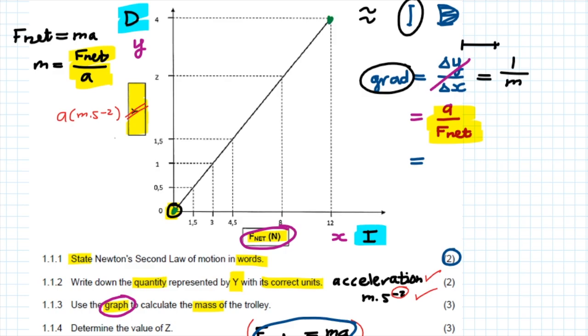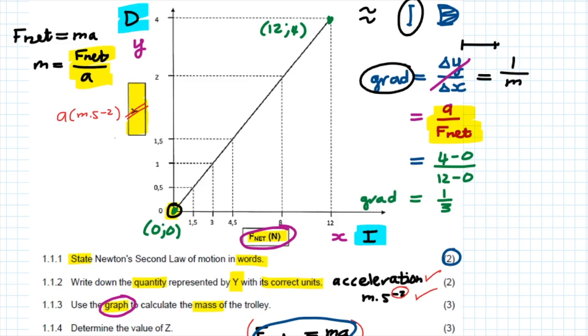So let's use these 2 points. You can use any 2 points on the graph. The coordinates of this point at the top is 4, 12, x value first, and at the bottom through the origin we have 0, 0. So that is going to be 4 minus 0 over 12 minus 0. That gives us 4 over 12, which we can simplify to 1 over 3. That is what is represented by the gradient.